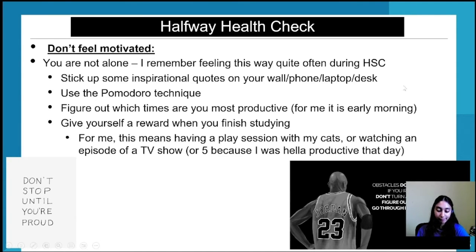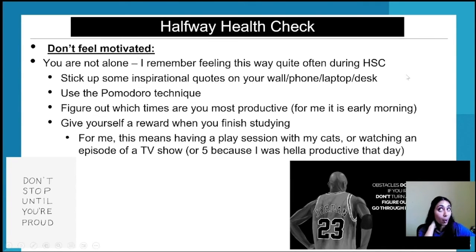Okay, and then the big one. I don't feel motivated. You're definitely not alone. So some things that you could try is stick up some inspirational quotes on your phone wallpaper or the wall behind you. There were some very nice quotes from a lot of inspiring people. So there's always something that's going to make you feel a lot better.